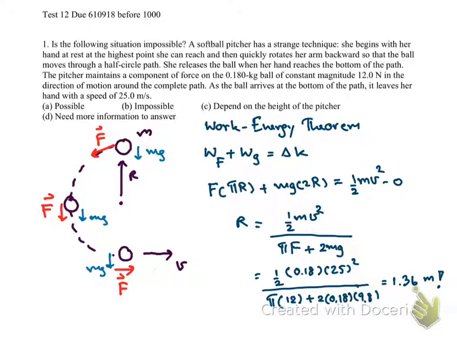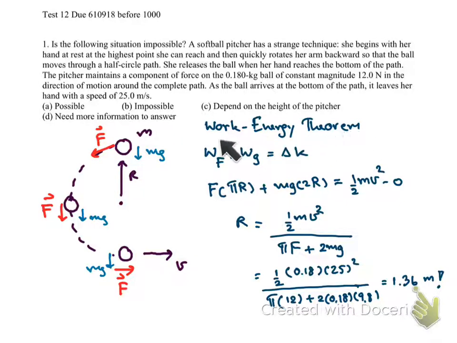The question says that the pitcher swings the ball backward in a half circle. If we let the radius of the half circle be r, this is a parameter that we don't know. So let's see what the value of r is. We will try to calculate r, and let's see from the result whether this value of r is possible or not. Okay, we can use the work energy theorem.